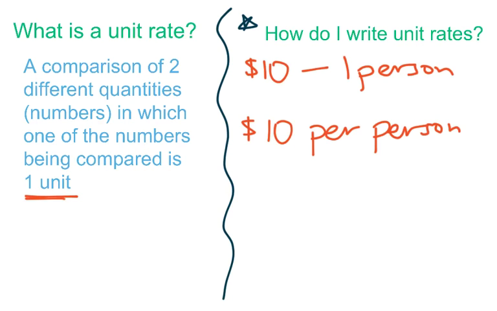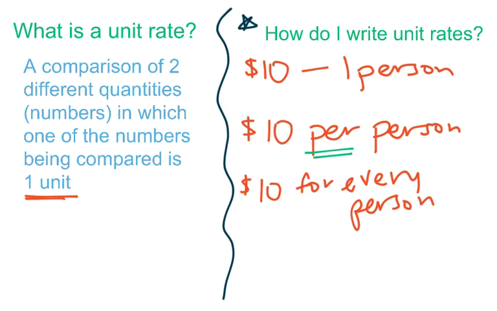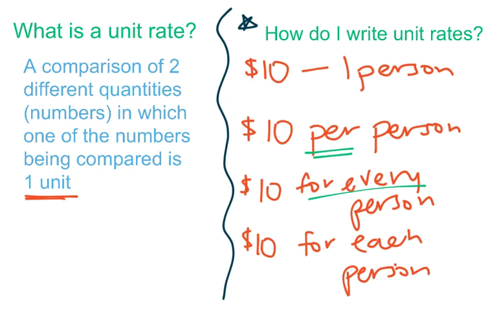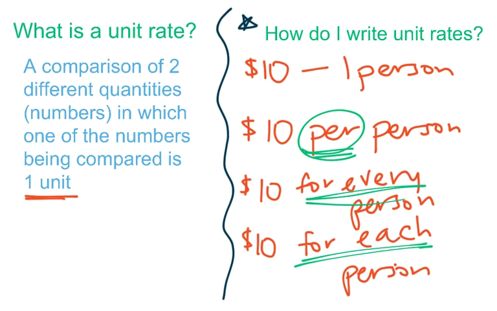You notice this is a little bit different than what we use to write ratios, so we're using this new word, per. We can also write the same unit rate as $10 for every person. So here's another new phrase, for every person. And then finally, another way that we could write this would be $10 for each person, where the new phrase would be for each. So we can use the phrase per, for every, or for each to write a unit rate.